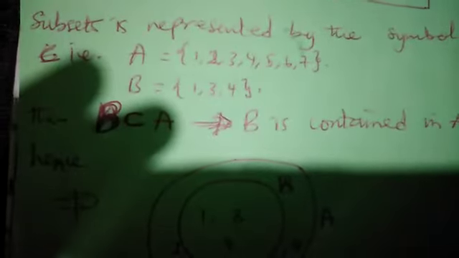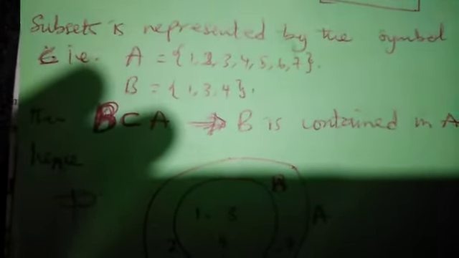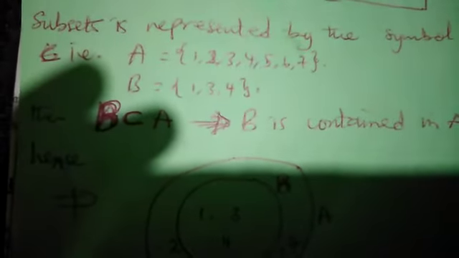For easy remembrance, look at the spelling of contain. It starts with C. So look at the symbol for subsets. It's like a C. So it can be shown symbolically as B is contained in A, or B is a subset of set A, which implies A is a superset of B.